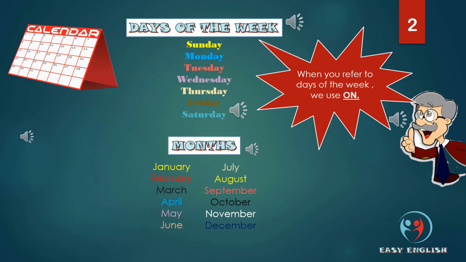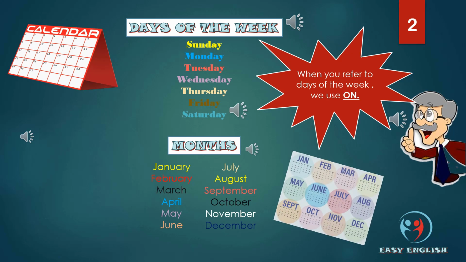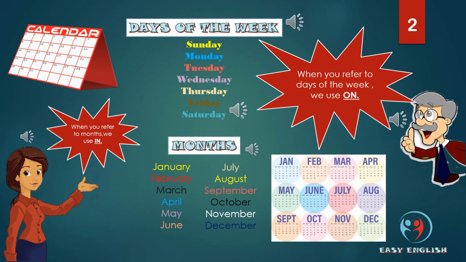Months: January, February, March, April, May, June, July, August, September, October, November, December. When you refer to months, we use in.